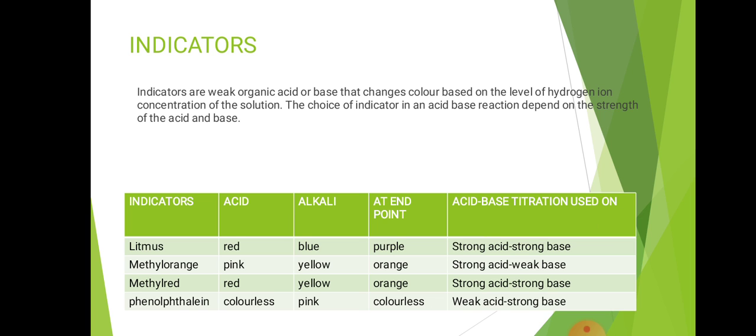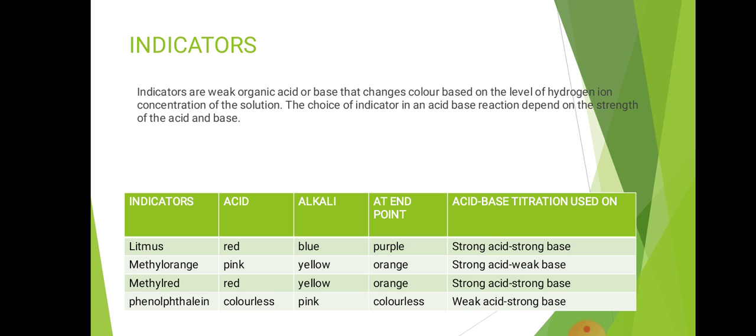Litmus paper in an acid is red, in a base is blue, at the end point of a reaction is always purple, and is best suited when you are titrating a strong acid and a strong base. Methyl orange in an acid is pink, in an alkali is yellow. At the end point of a reaction, it is orange and is suitable for titrating a strong acid and a weak base.